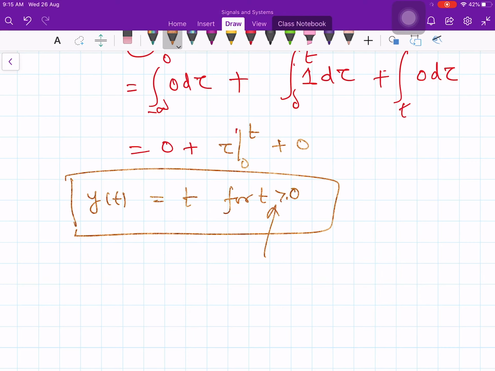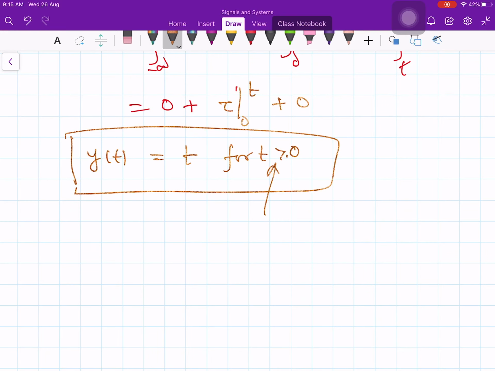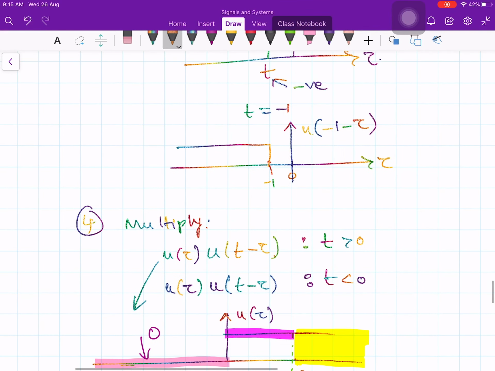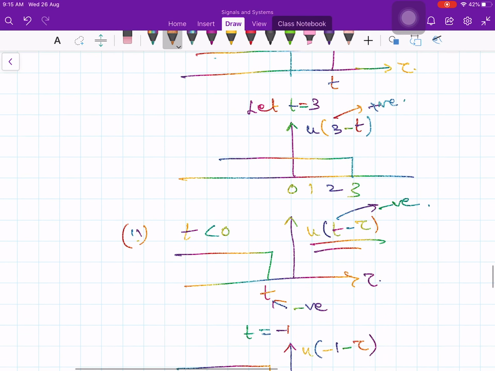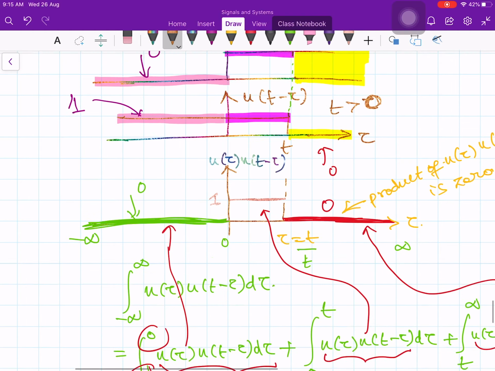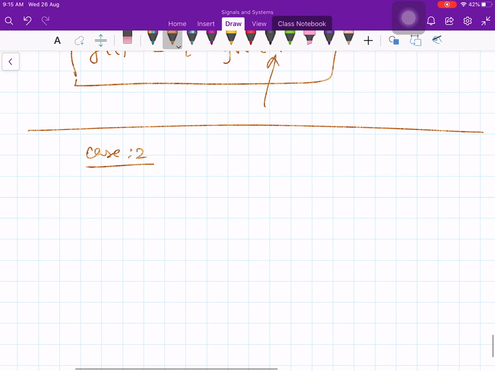Now let us imagine what happens when you shift in the reverse direction, I mean to the left hand side. So, second case. This one is the first case. Now let us take the second case, when t is less than 0. The second case, u of tau, u of t minus tau, where t is less than 0.